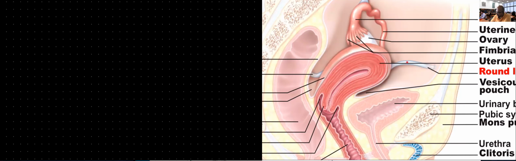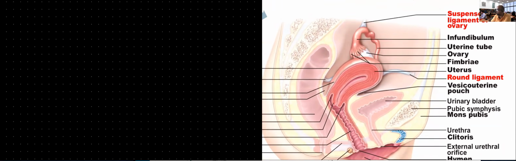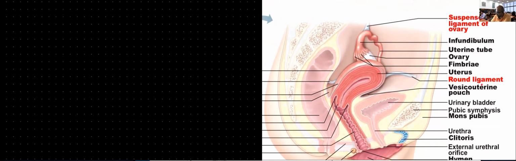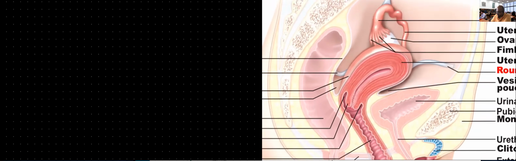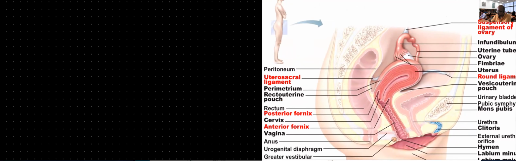And the uterus is attached forward to the anterior wall of the abdominopelvic cavity by a ligament. We call this ligament the round ligament. We can see also another ligament that attaches the uterus posteriorly to the sacrum. We call this the uterosacral ligament. The uterosacral ligament is simply attaching the uterus to the sacrum on here, forming the lower part of the vertebral column.